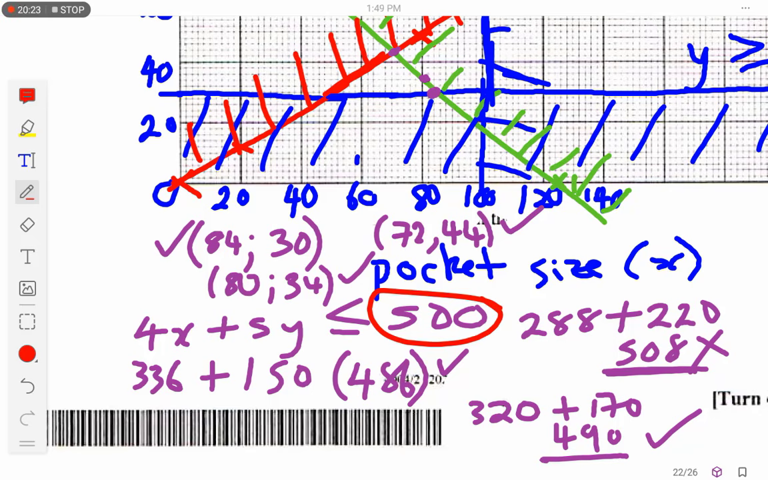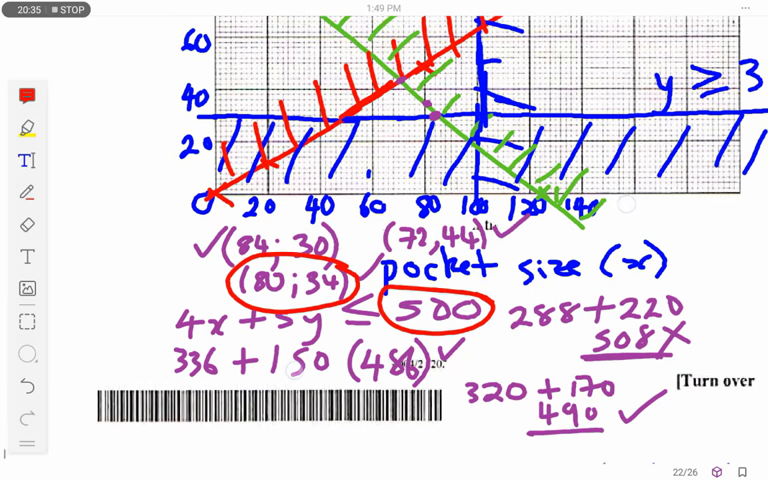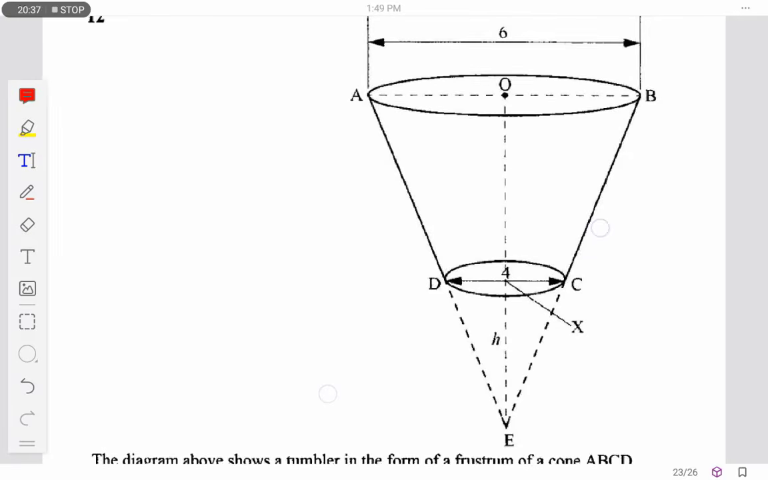So the point that we are going to consider is 80 and 34. Those are the maximum numbers of copies that we are having. For small pockets, that's 80. For medium, that's 34. Okay, so that's how you do this question. Let's move on to the next question.